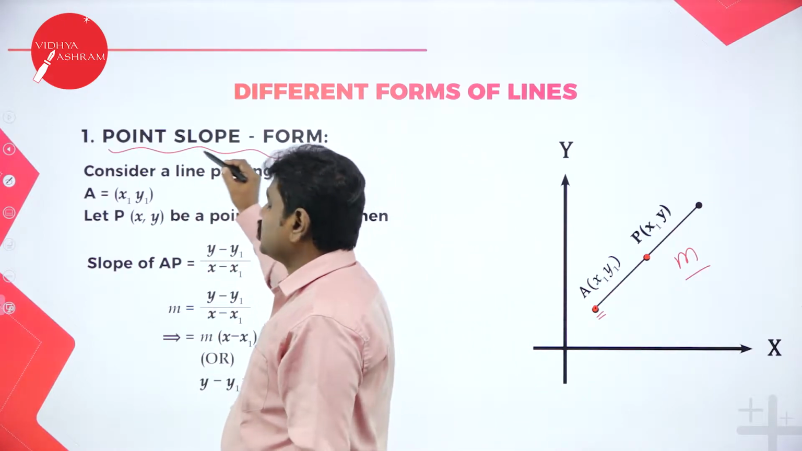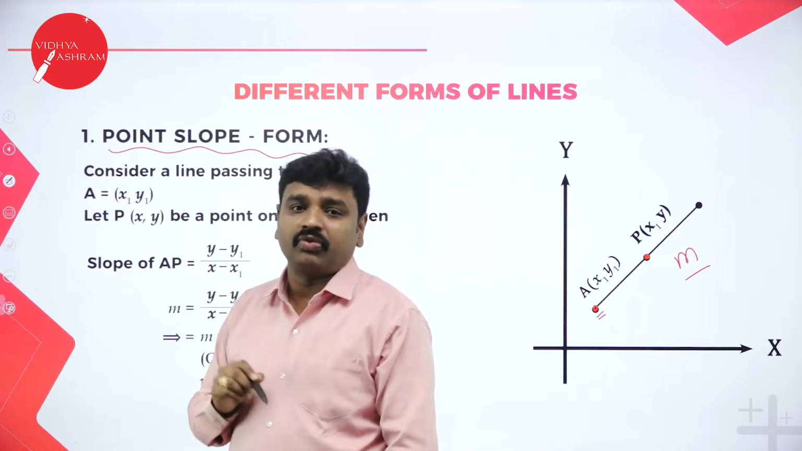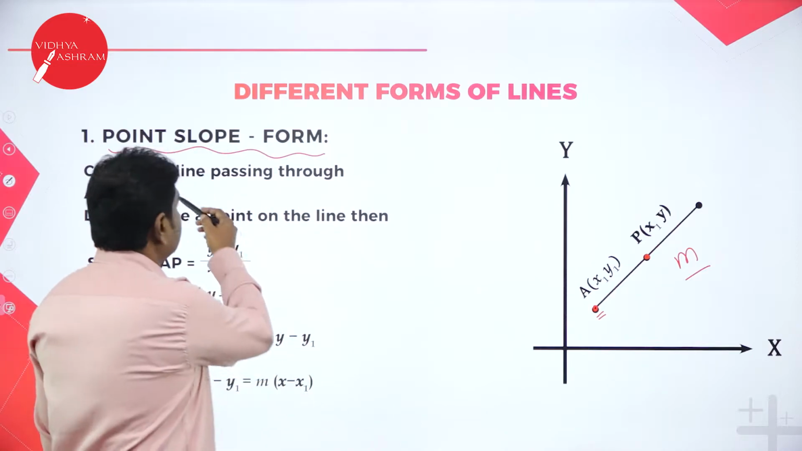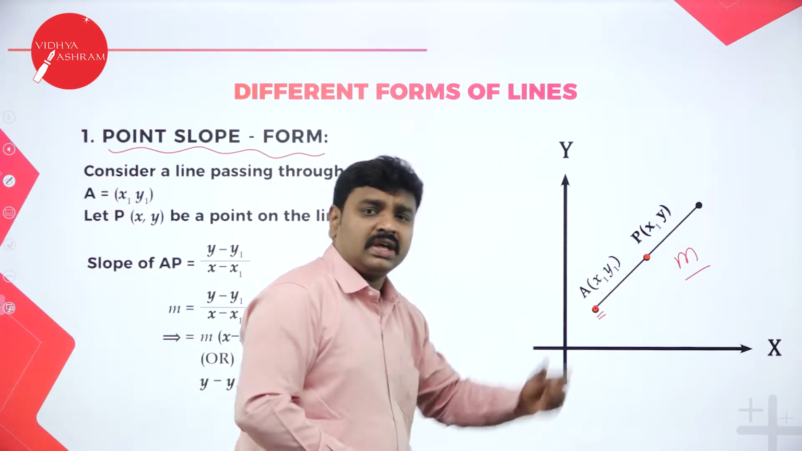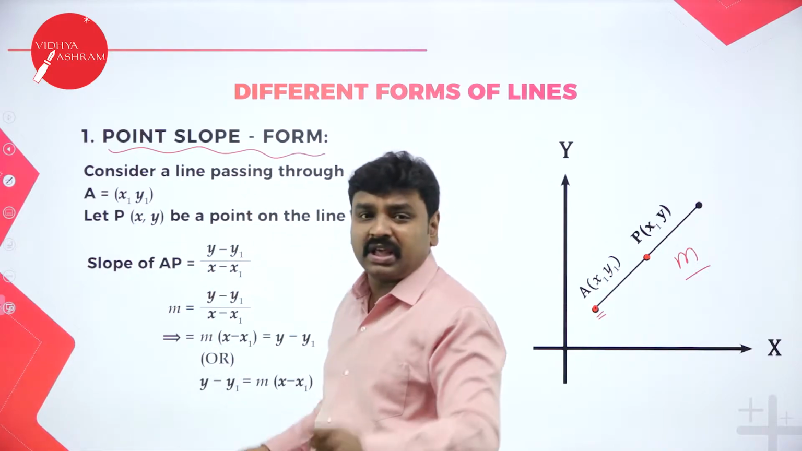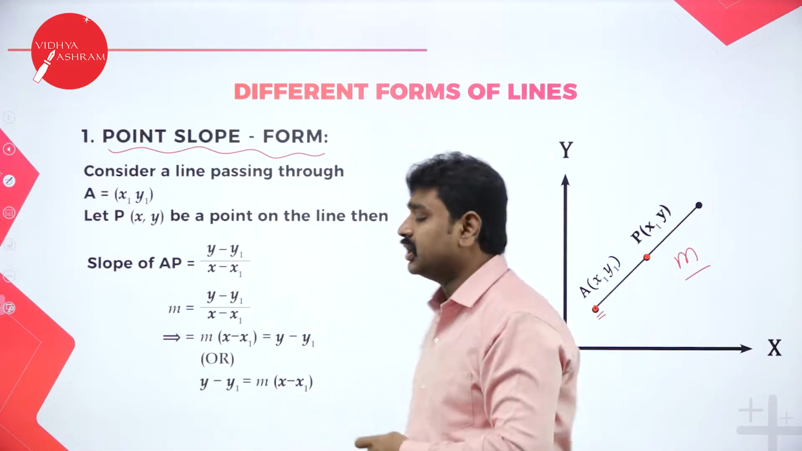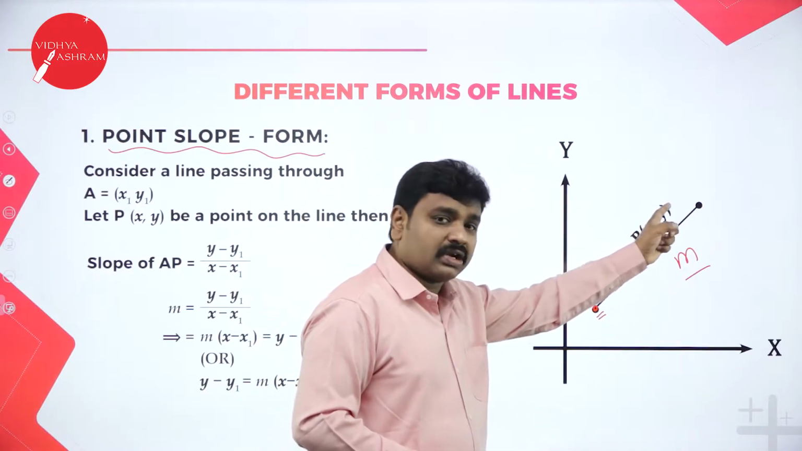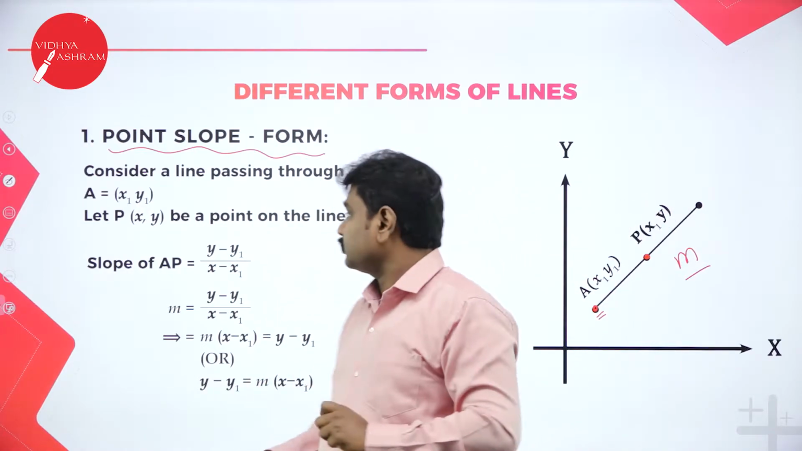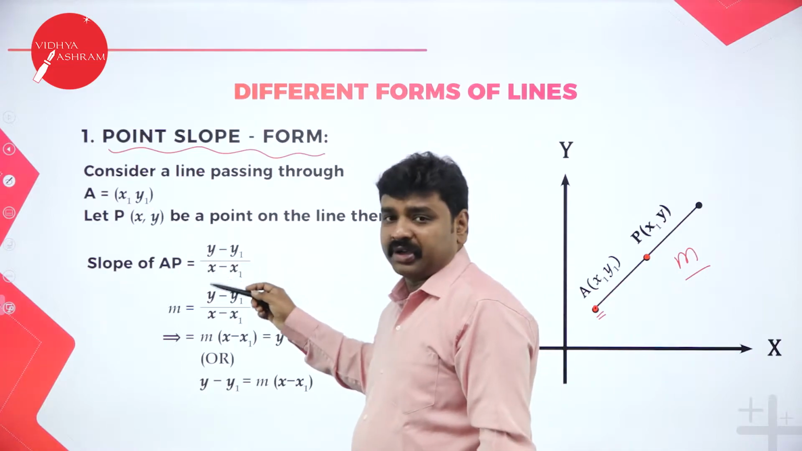What we call it as point slope form. First we'll consider a straight line passing through A (x1, y1). Then we'll write P (x, y) be any point on the line. I'm taking another point P. You can see this P be a point on the line. Then we'll take slope of AP.